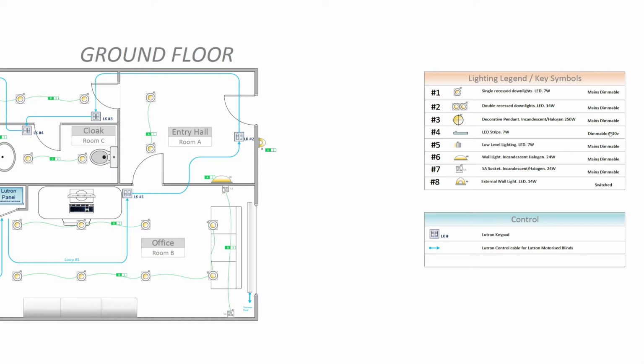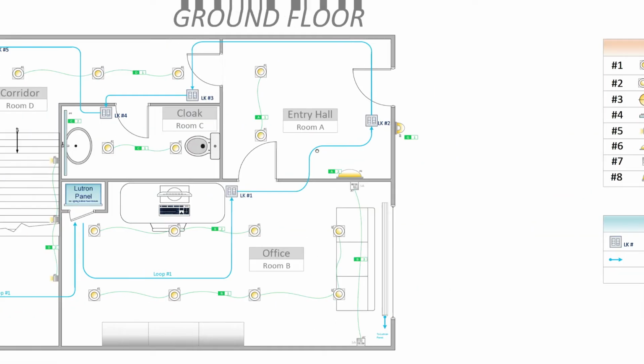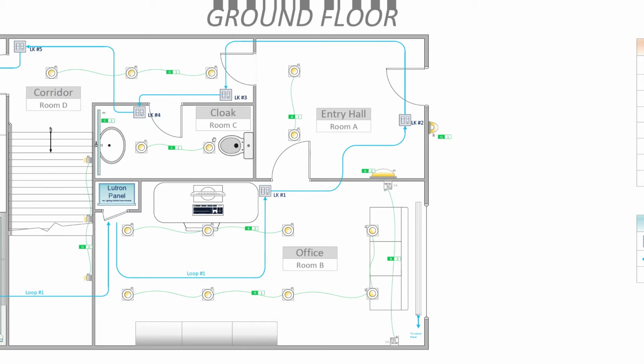To help you with this, you will find in general a legend for the key symbols on your floor plan. And if you can't find it there, then you should ask the lighting designer or the electrician or whoever supplied the light fittings for your project. So let's have a look at our lighting legend. So here we can see that we have a first key, number one, for what seems to be a single recessed down light. And if we look at our floor plan, it looks like we are using quite a few of those.